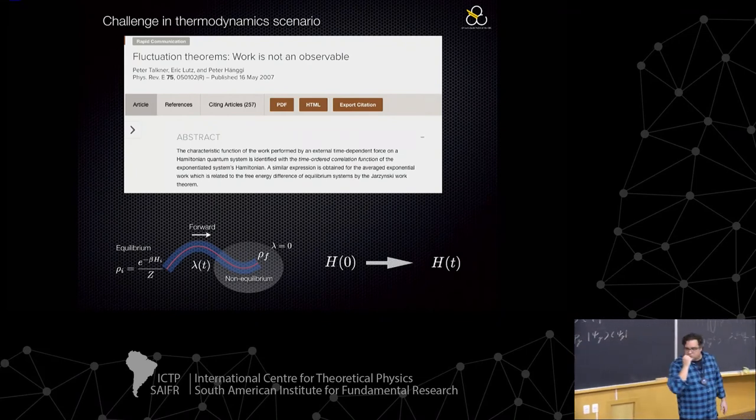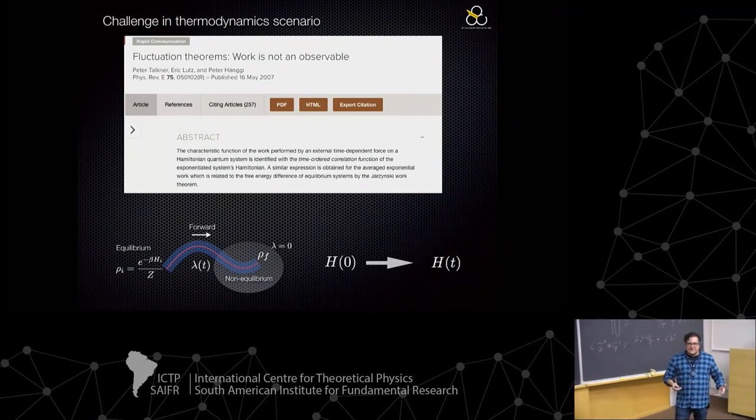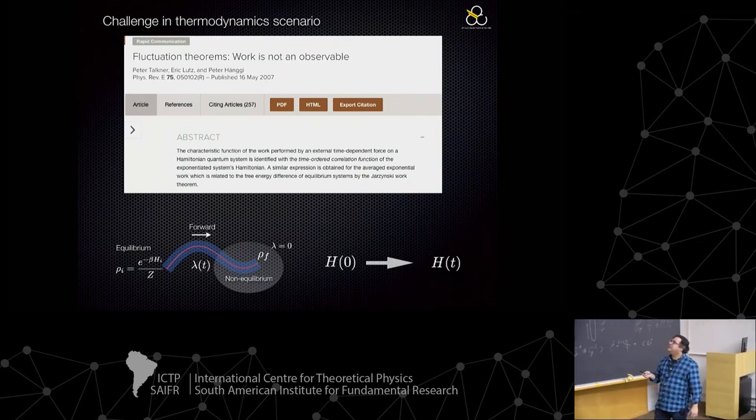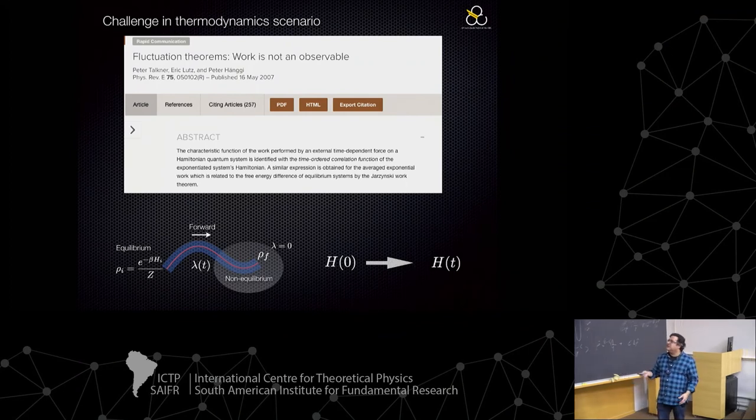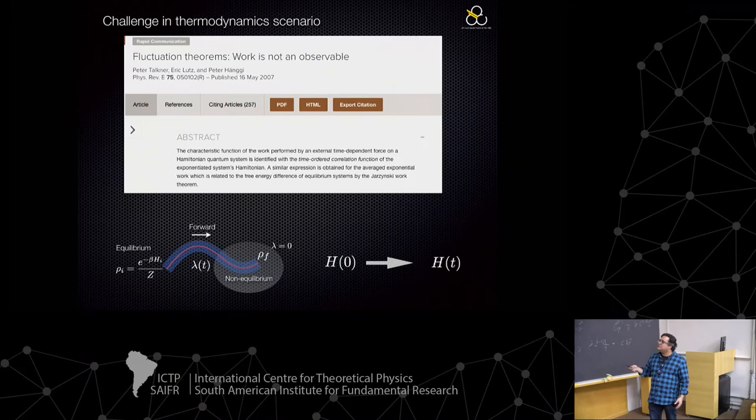So let's go to how to define these quantities in quantum mechanics. And there is this very nice paper by some colleagues showing that work is not an observable in quantum mechanics. So work is a quantity that depends on the protocol. For example, if I have a Hamiltonian and then I vary the Hamiltonian in time, the work that we are performing on the system or extracting from the system depends on how we do this variation.